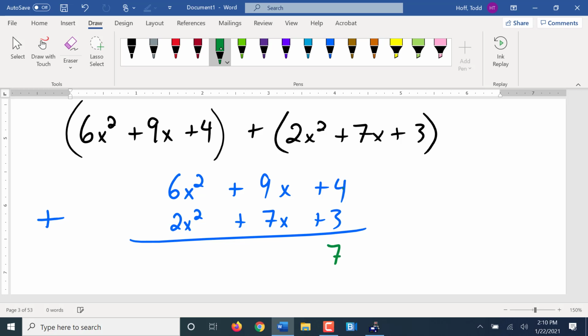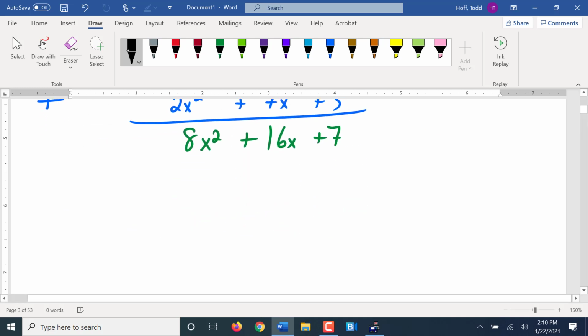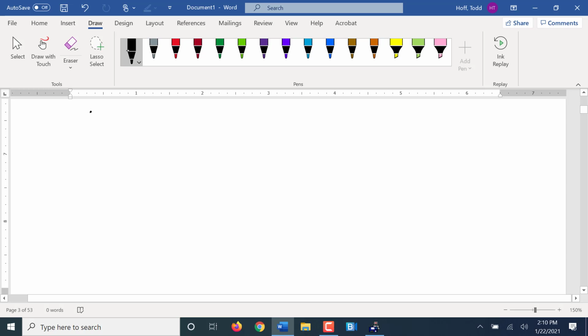4 plus 3 is 7. It's positive, so we're going to put a plus there. 9x plus 7x, 16x. Again, it's positive, so I'll put a plus there. 6x squared and 2x squared, 8x squared. Now, all the digits here were positive. That made it easier. Remember we said algebraic numbers could have individual digits be negative. That complicates things a little bit.